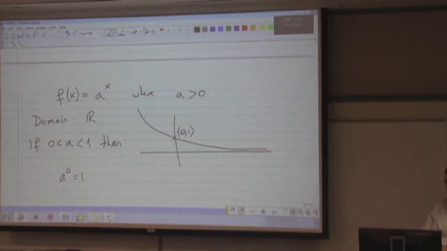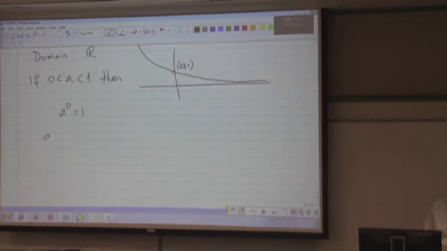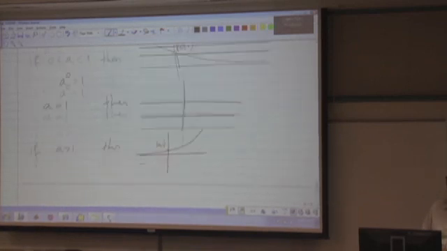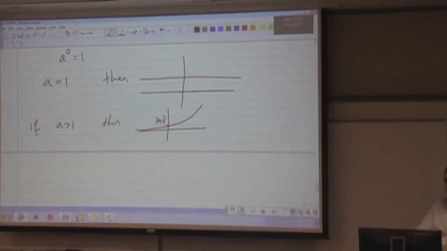Does this make sense? If a is equal to 1, then 1 to any power is 1, so it'll just be a horizontal line of height 1, right? And if a is strictly bigger than 1, then your function looks like this. So far so good?